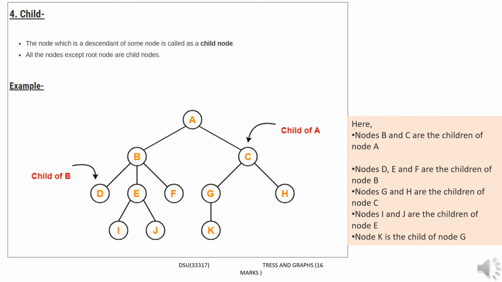See here, in this tree, B and C are the children of the node A. Then nodes D, E and F are the children of the node B. Then nodes G and H are the children of the node C. Then nodes I and J are the children of the node E. Then node K is the child of the node G. Means in this way, the node which is a descendant of some node is called a child node.